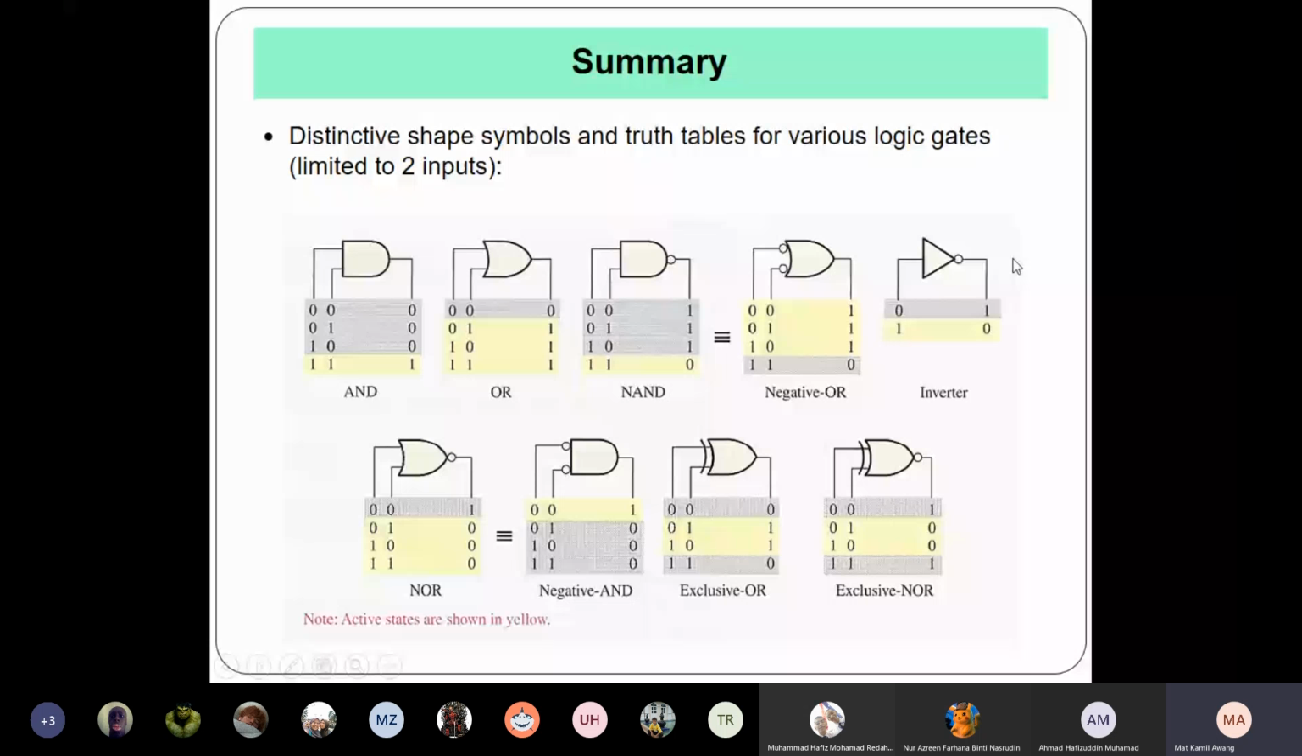This is the inverter. This is a NOR. This is a negative AND. So you compare with this. NAND is like this. Negative AND is like this. Negative AND, basically you NOT first, then you AND. NAND is you AND first, then you NOT.